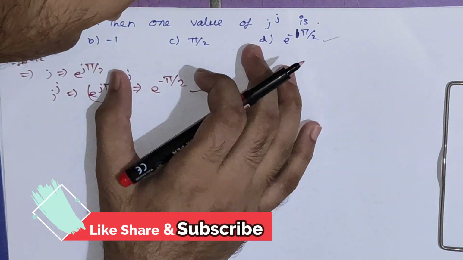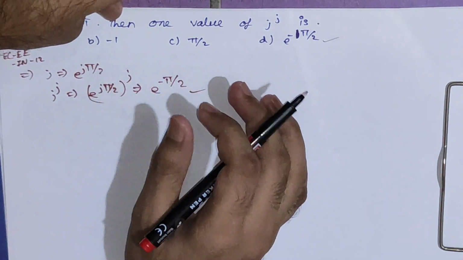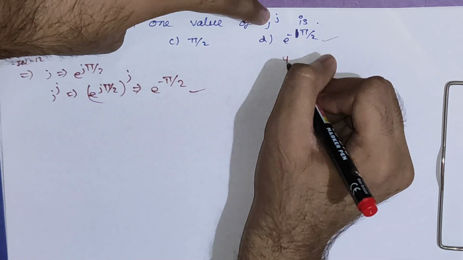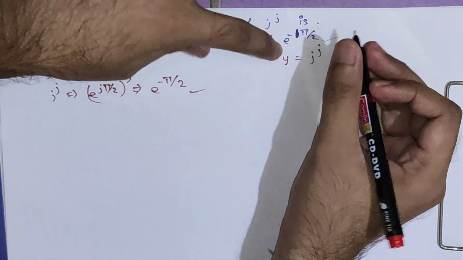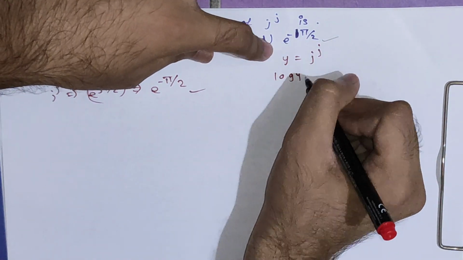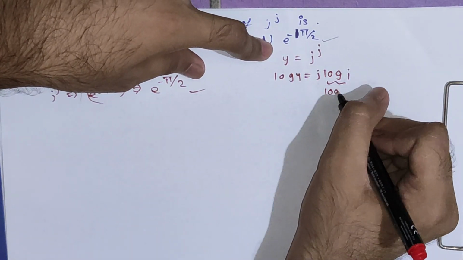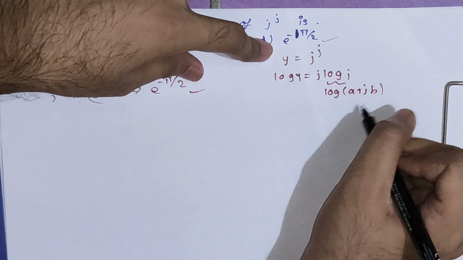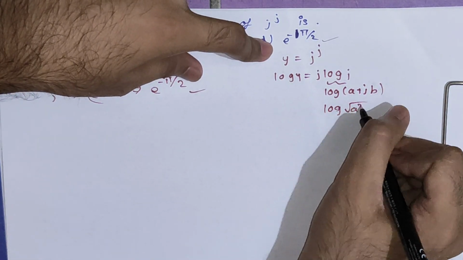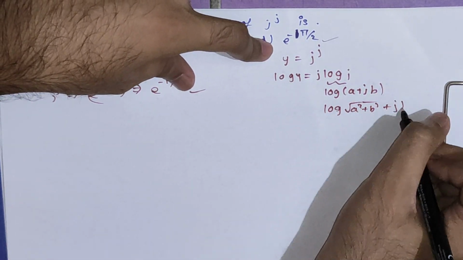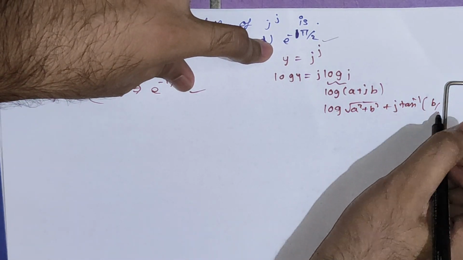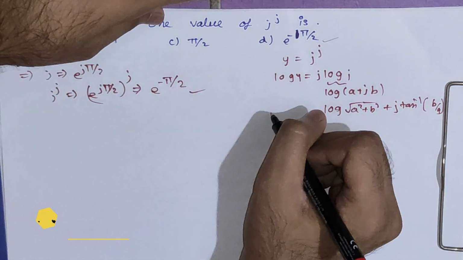But if you try to do this sum the traditional way, you have to spend at least 1 minute. Why? Because you will assume y equals j raised to j. Then you will take log, so basically log of y equals j log j. Now you will use the log of a plus jb formula, that will be log of under root of a square plus b square plus j tan inverse of b by a. Then by simplifying it, you will get the answer, this t.